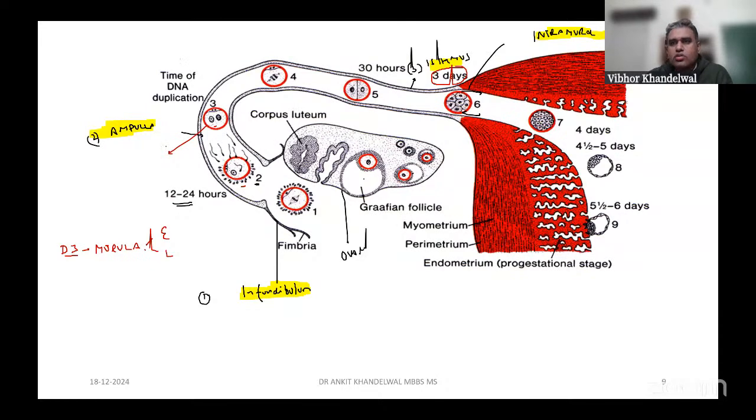Now see over here, you can see there's a red color covering this developing embryo. This red color shown over here is basically what is known as the zona pellucida layer. You can see it from inside the ovary also, right? What is the zona pellucida? We'll understand, but just remember that this is the zona pellucida. First, go through all the parts of the first week. So day 3, we have this morula.